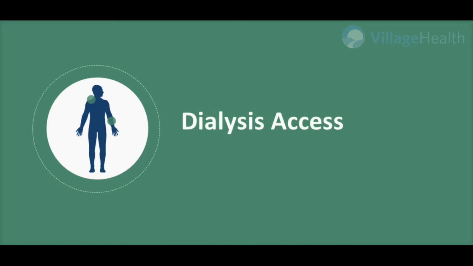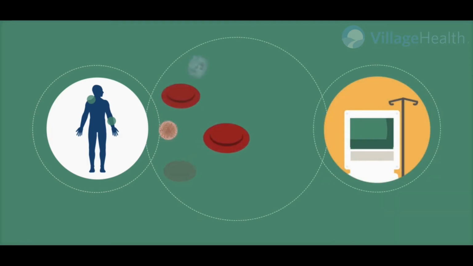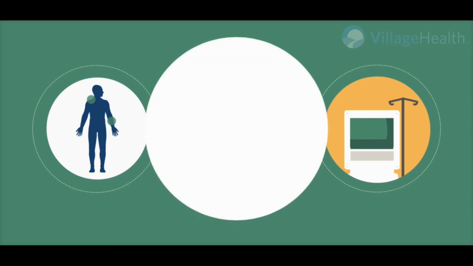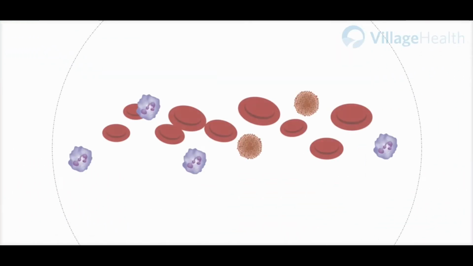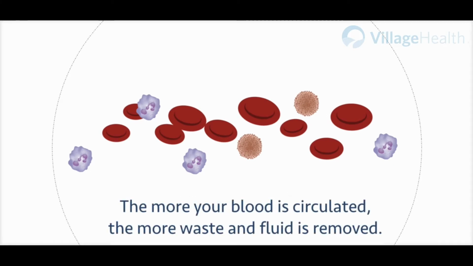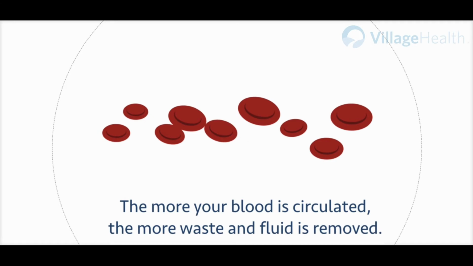Your dialysis access, sometimes referred to as a vascular access, allows for your blood to travel through the machine where waste and extra fluid are removed before returning back to you. During your treatment, your blood can circulate through the machine up to 20 times. And the more your blood is circulated, the more waste and fluid is removed.